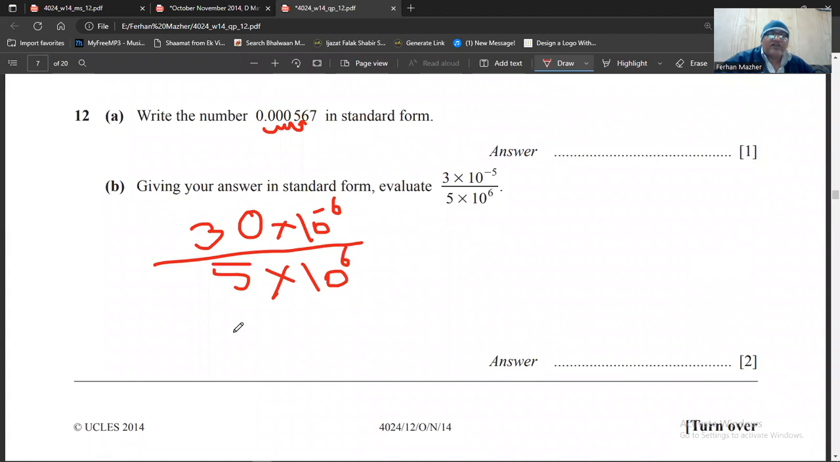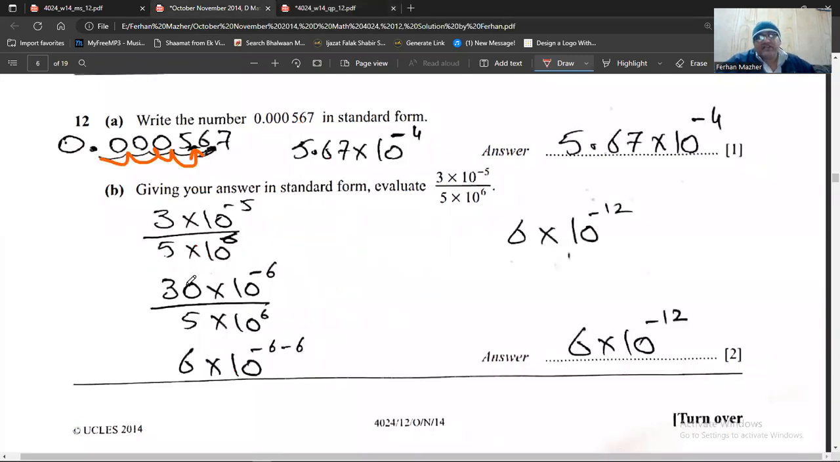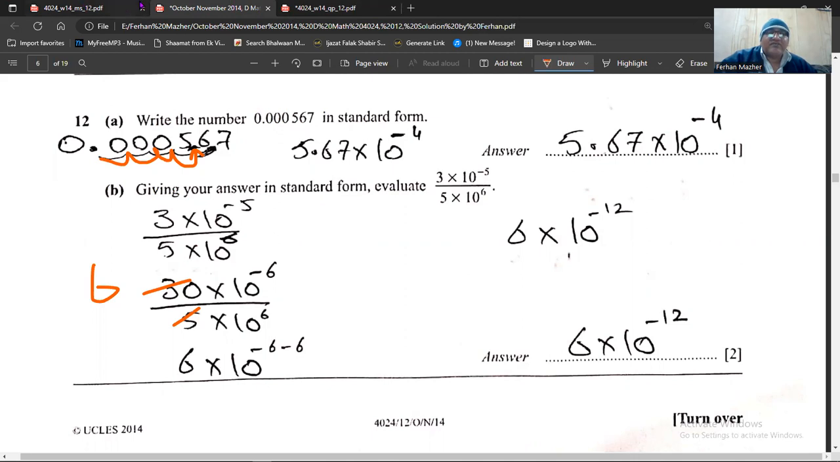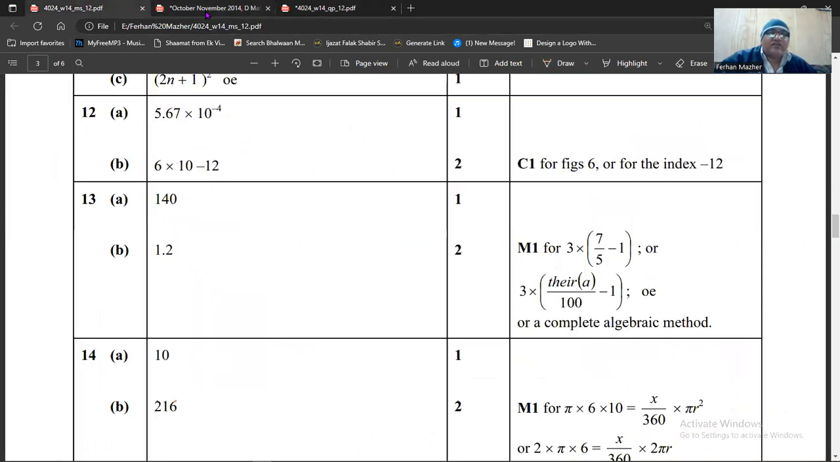Now it's very simple. It will be 6, and the powers of 10 will be subtracted. Minus 6 minus 6 will become minus 12. This is how this is done. Let me show you. You can see here 30 × 10^-6, 5 divided by 10 raised to 5 × 10^-6. So 5 goes into 30 six times. So you will have 6 × 10^(-6-6), and that will be 6 × 10^-12. So 6 × 10^-12 is the answer. I hope you understand. Our answer is right. There is a misprinting here in the sheet's power.